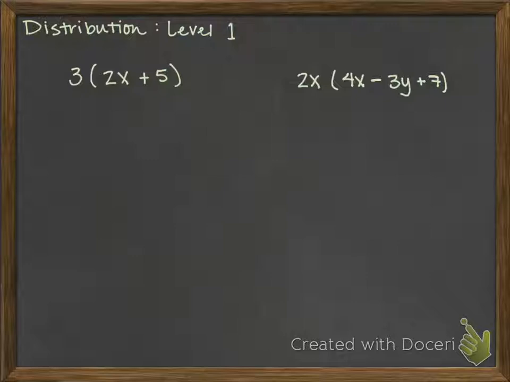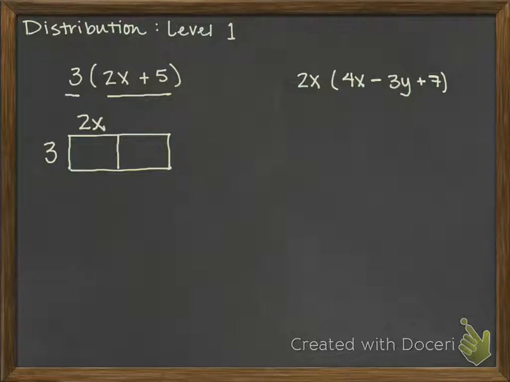So let's start with the first one. With this first one, we are multiplying a single term, 3, by what we call a binomial since it has two terms, 2x plus 5. So we want to set up our generic rectangle as a 1 by 2 box. We will be putting 3, our single term, on the generic rectangle with the side length of 1. And we're going to split up the 2x plus 5 in our generic rectangle into the two separate boxes.